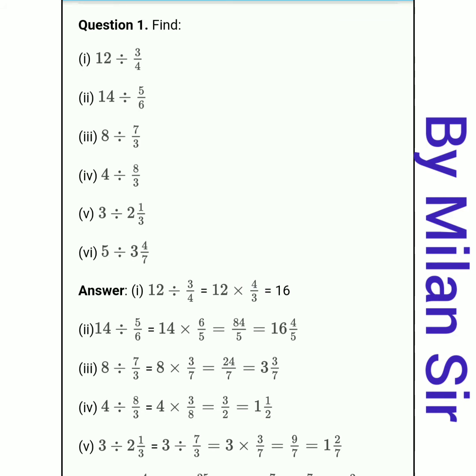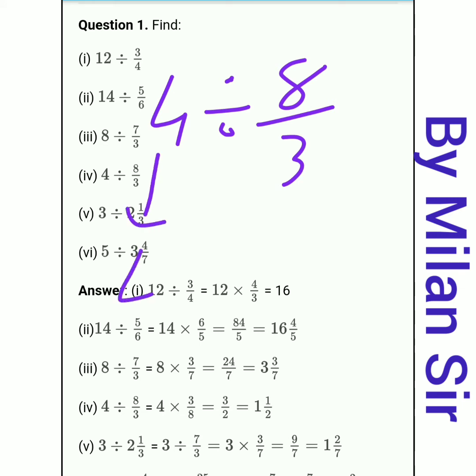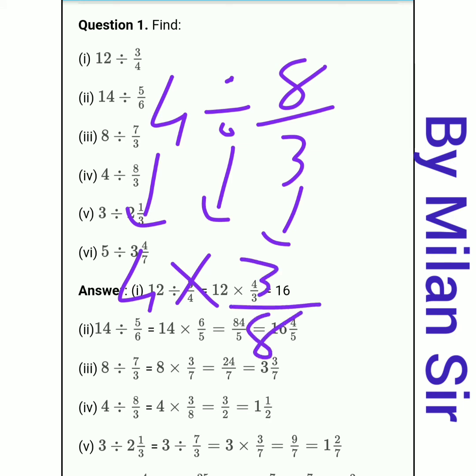Question number 4. 4 divided by 8 by 3. Again 4 remains as it is. Division becomes multiplication. Take a reciprocal of 8 by 3. It is 3 by 8, right? 8 by 3 becomes 3 by 8, reciprocal. So here 4 2s are 8, right? So in numerator we have 3, in denominator we have 2. 3 by 2 is our answer.